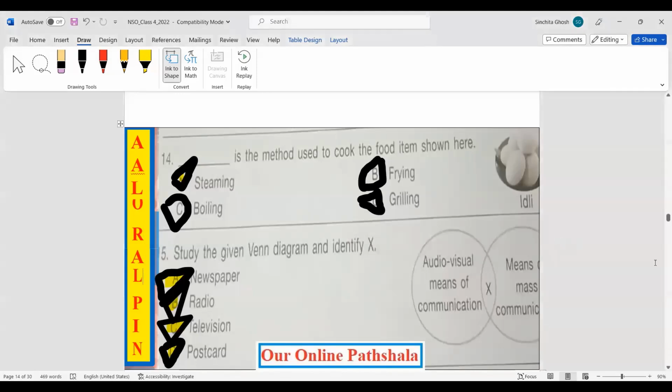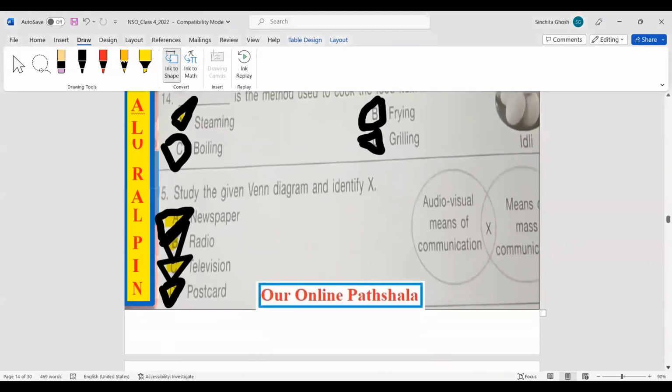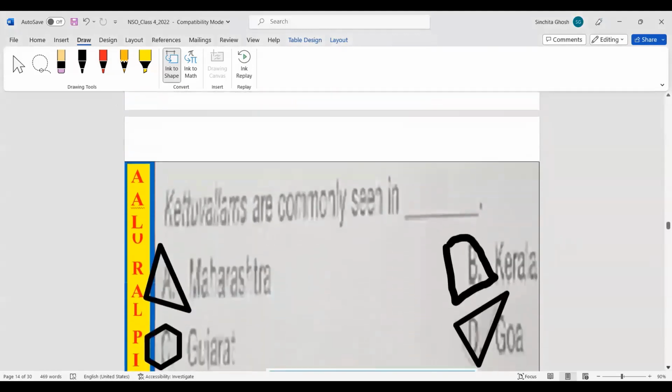Okay. The next one, let's go to the next slide. Yes. Kettuvalam, this one. Okay, you tell me, Srujana. Ma'am, the screen is not clear. Kettuvalams are commonly seen in? Yes, ma'am. Screen is not clear. Can you hear me? Kettuvalams are commonly seen in? Yeah, Kettuvalams are commonly seen in Goa.